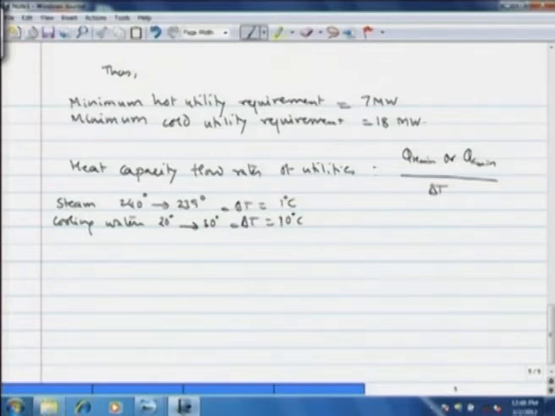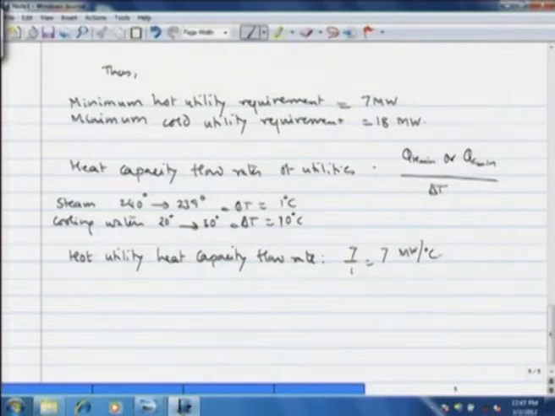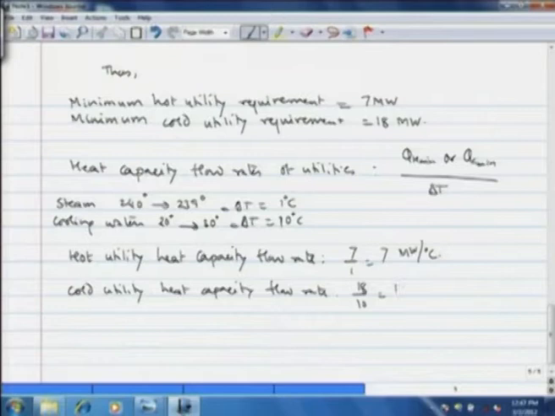And therefore the heat capacity flow rate of hot utility is 7 by 1, which is equal to 7 megawatt per degree centigrade, and cold utility heat capacity flow rate is 18 by 10, that is 1.8 megawatt per degree centigrade. So that completes the first bit of the problem.